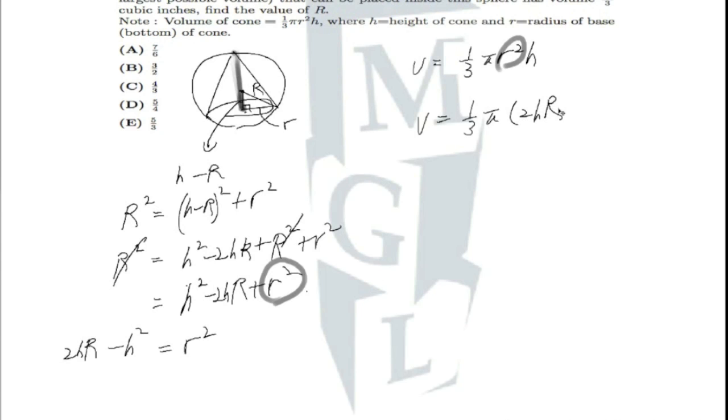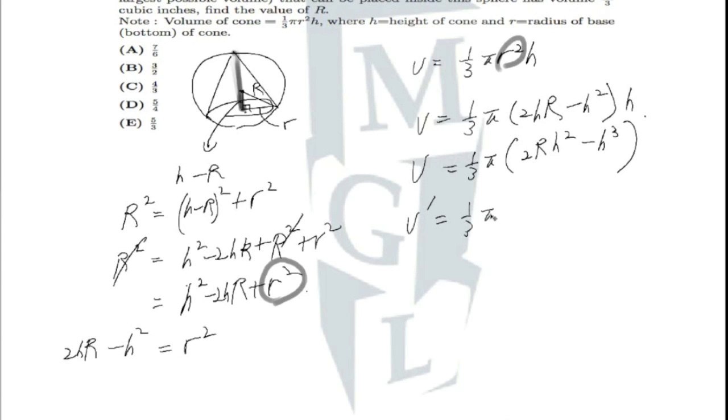Okay, so 2hR minus h squared, times h. So let me multiply that in. So I can use a power rule to differentiate that. The derivative of V is 4Rh minus 3h squared. Now when that's set equal to 0, that's where the maximum or minimum value of the cone occurs. Okay. So the only way this thing will turn into 0 is if that will turn to 0.